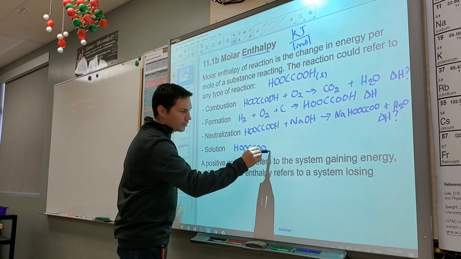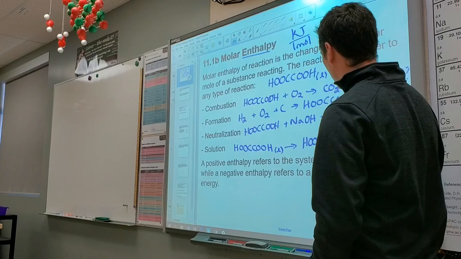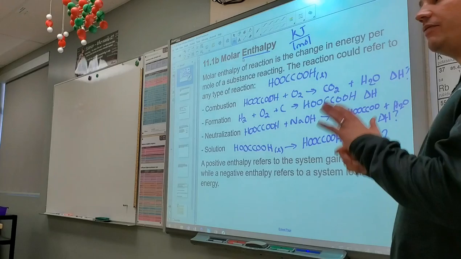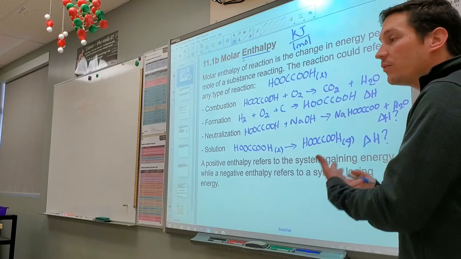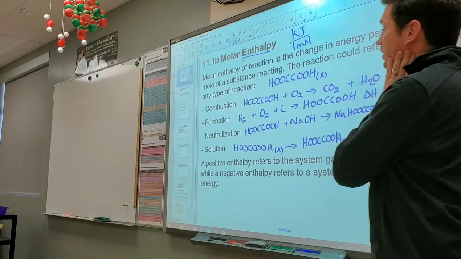And the enthalpy of solution, that's when I take this pure substance and I make a solution out of it. HOOCCOOH liquid. How do I make a solution out of this thing? What do I got to dissolve it in? Water. So HOOCCOOH aqueous. Every single one of these reactions is going to have a very specific delta H attached to it. And we're going to use the specific combination of letters to represent what reaction we are specifically talking about.